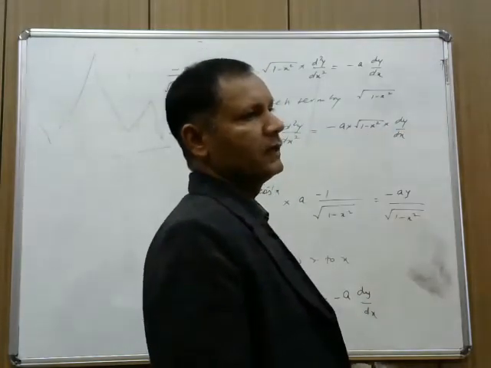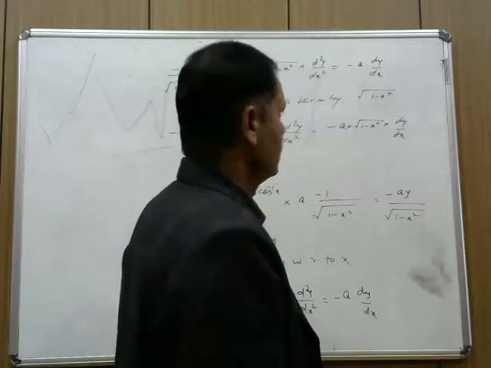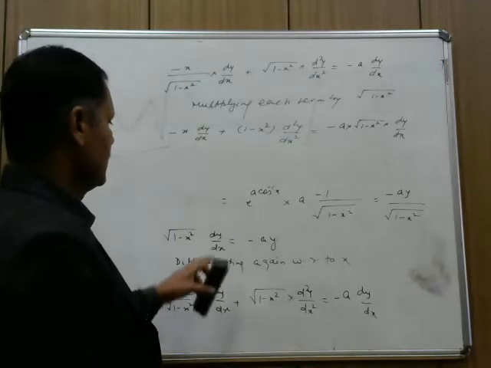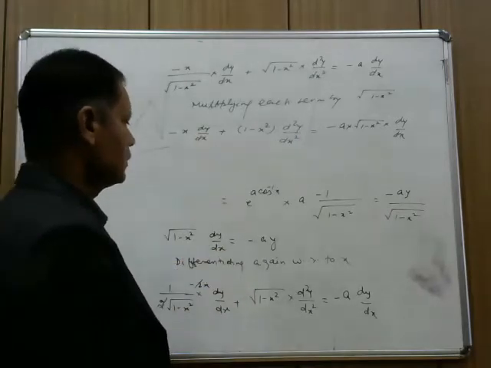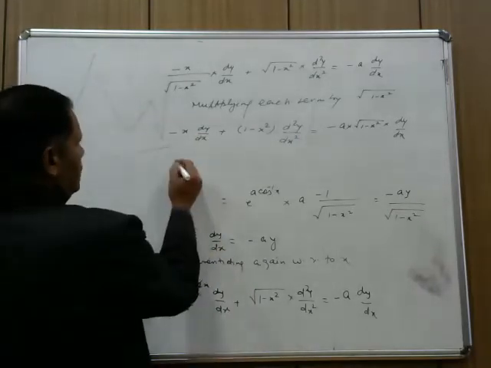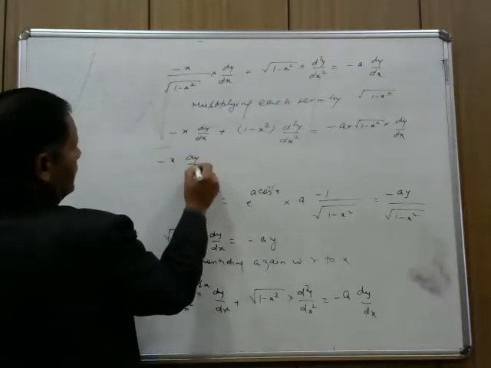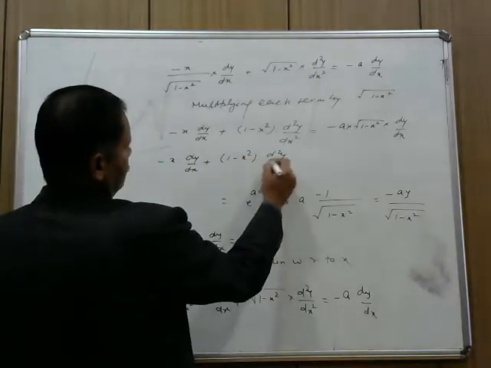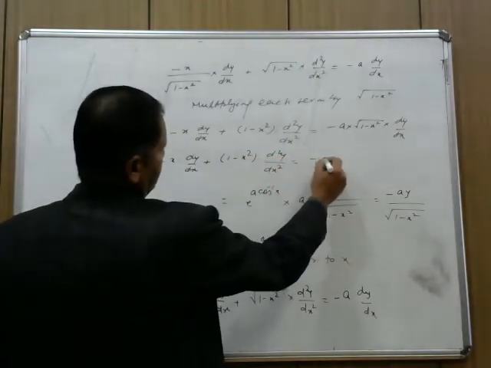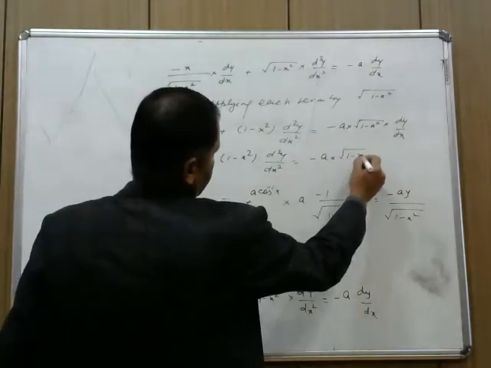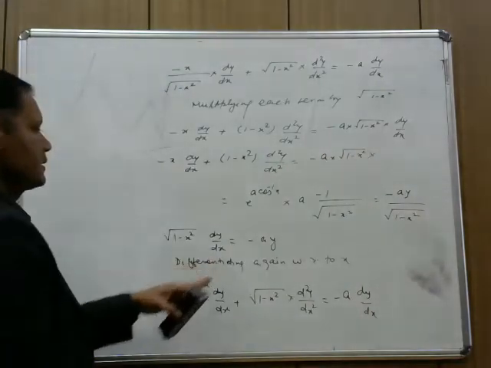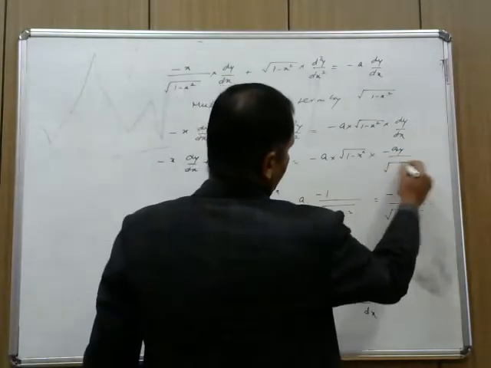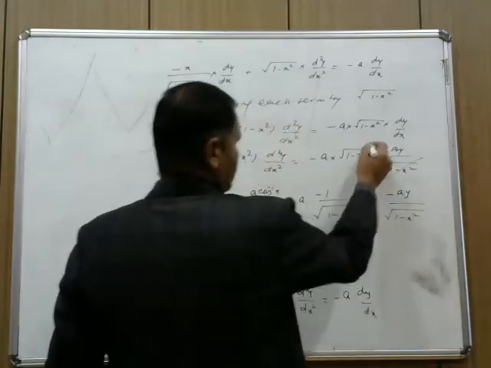Now put the value of dy/dx. What do we have? dy/dx is equal to minus ay upon √(1−x²). Therefore now minus x dy/dx plus (1−x²) d²y/dx² is equal to minus a into √(1−x²) into dy/dx, which is equal to minus ay upon √(1−x²). This part and this part will be cancelled.